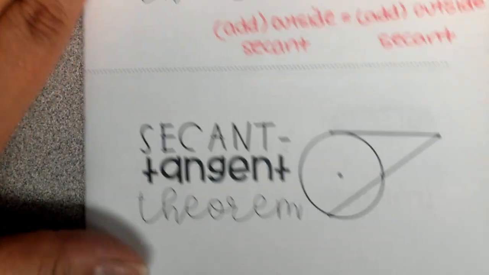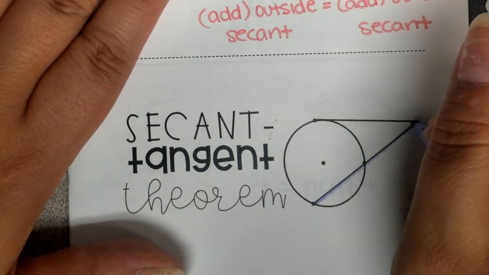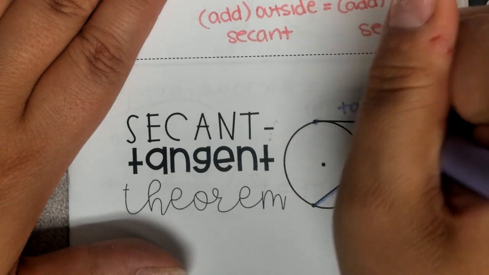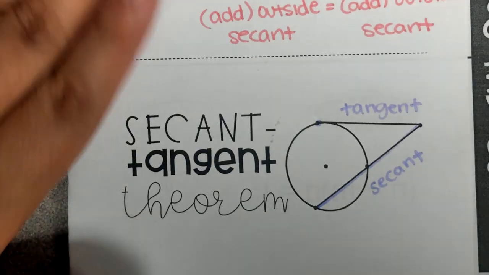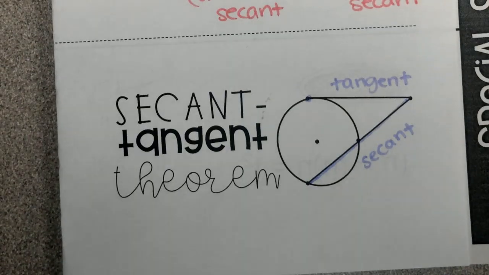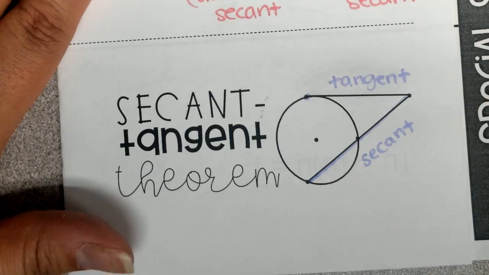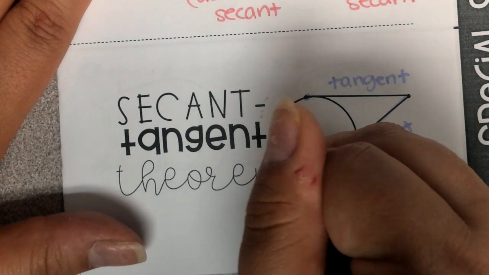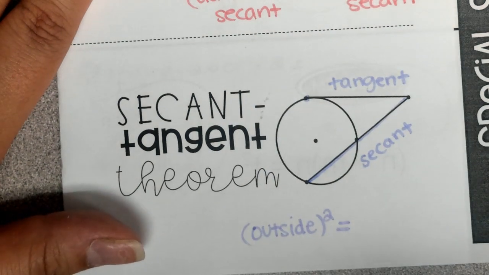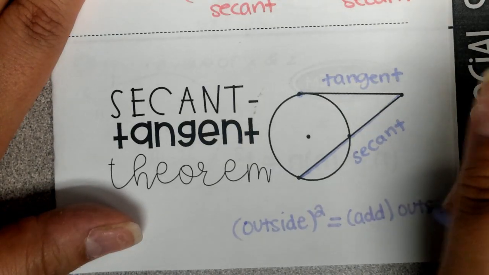Last one. This time, what do I have on the bottom? The bottom is a secant, but what's on the top? A tangent. It only touches once. So a tangent is a little weird. With your tangent, you're actually still going to add them together and multiply by the outside. But for the tangent, is there anything to add? No. So it ends up being your outside squared, or your tangent squared. And then for the secant, we're still going to add and multiply by the outside.